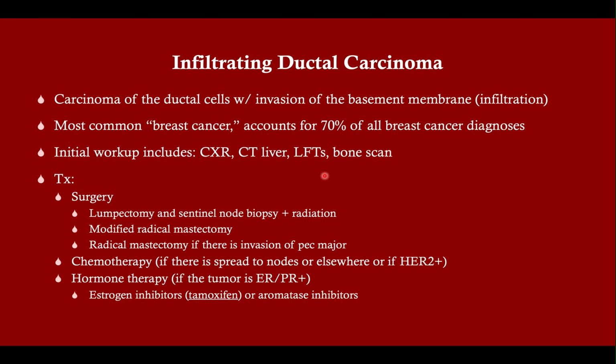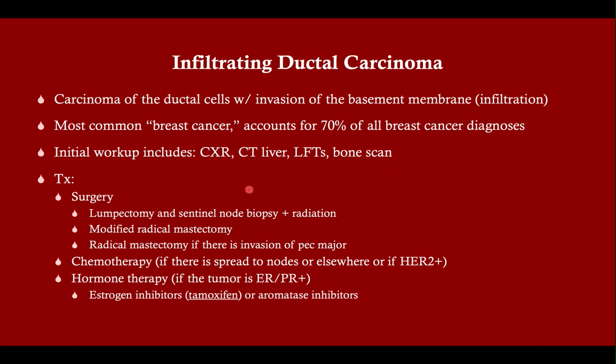Invasive ductal carcinoma is the most common breast cancer. So if you've got a woman who says, I have breast cancer, it's most likely she had infiltrating ductal carcinoma. And this accounts for about 70% of breast cancer diagnoses. Now, the initial workup may include these things, but these things are more important to get if you suspect systemic metastatic disease. This is not necessarily part of your workup for just any patient with breast cancer, especially if you have reason to believe that it's localized.